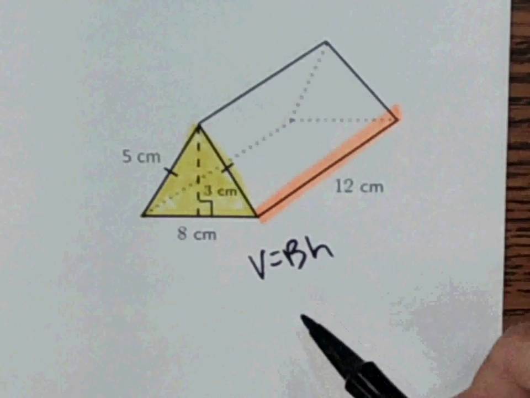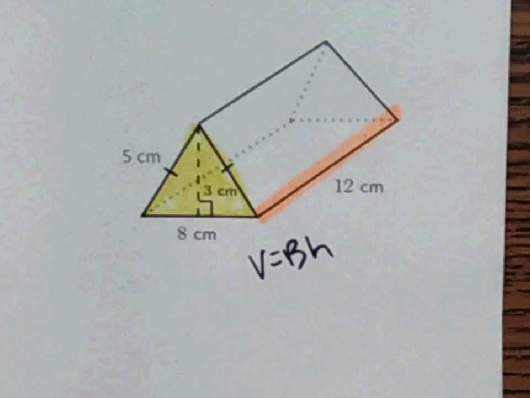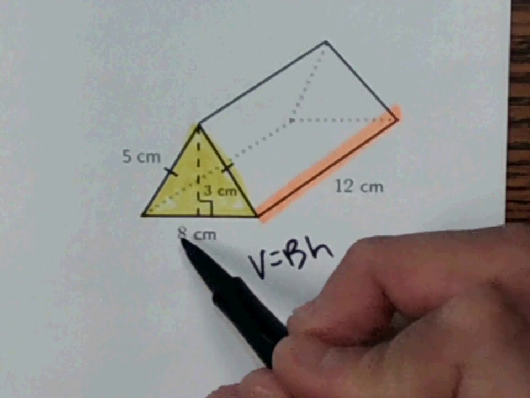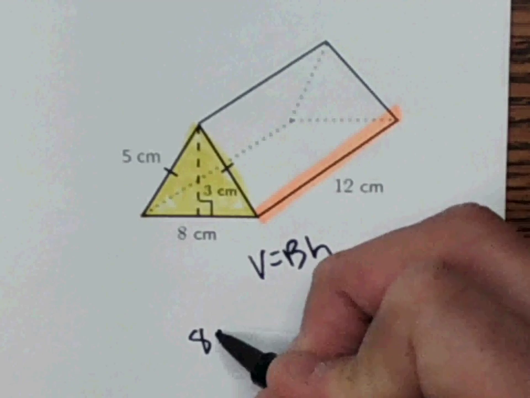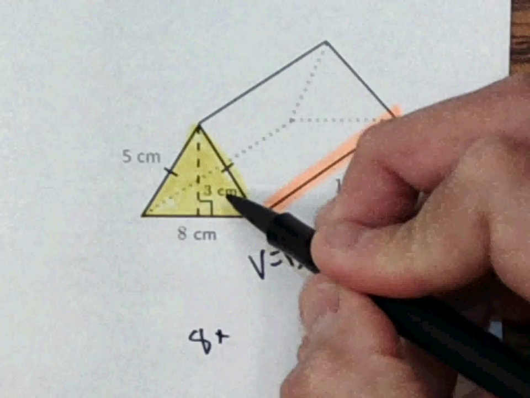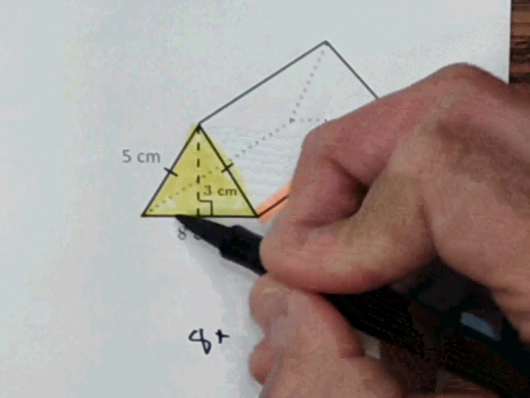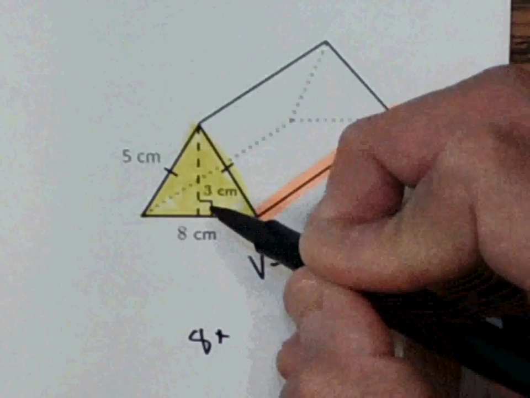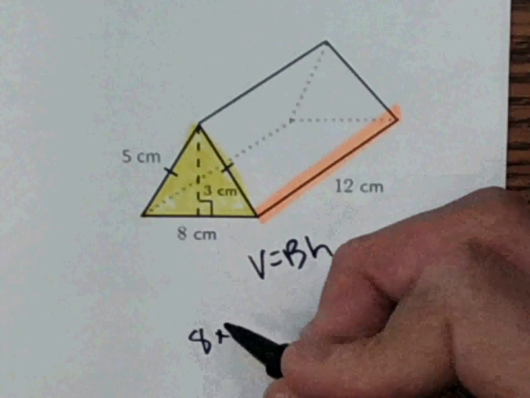Alright, I want to focus on the triangle. I'm going to look at my measurements. I want to calculate the area of this triangle. So I'm going to use my base. That's this bottom line right here. 8. Then I got to decide, do I use a 5 or the 3? Well, the height of the triangle is going to be this 3. I'm not going to use these diagonal lines right here. I'm going to use a line that makes a right angle. So I'm going to use that 3.